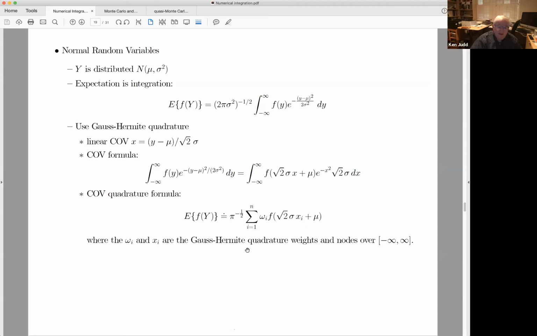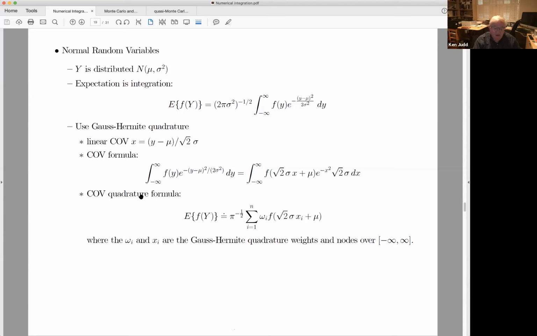Now, you might say that Gauss-Hermite I can use for integrating against a normal random variable. And you're right, except what you have to realize is that the density of the normal is e to the minus y minus mu quantity squared over 2 sigma squared. This is the density function for the normal. Now you have to do the linear change of variables to get it into the form of Gaussian quadrature in some canonical variable x. And so here's the change.